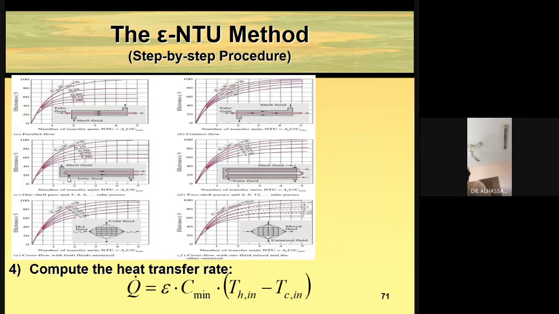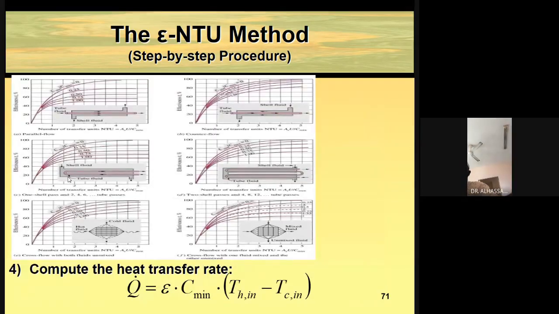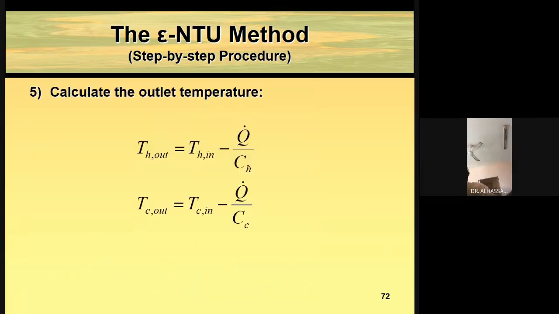Similar situations have been given in the chart for different configurations of heat exchanger. You see over here, we have parallel flow. This is 2 tubes, 1 shell. This again, we have the cross flow heat exchanger is this. So these are other configurations that are given.